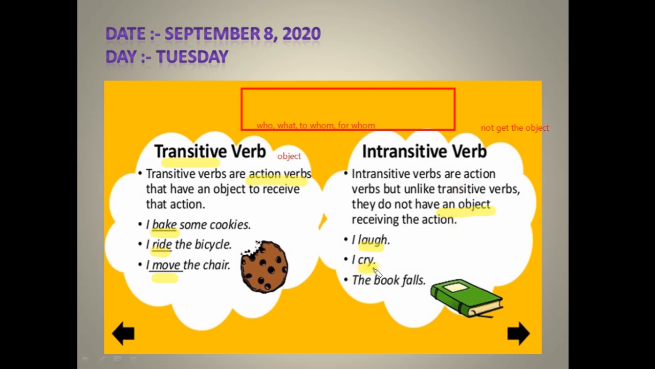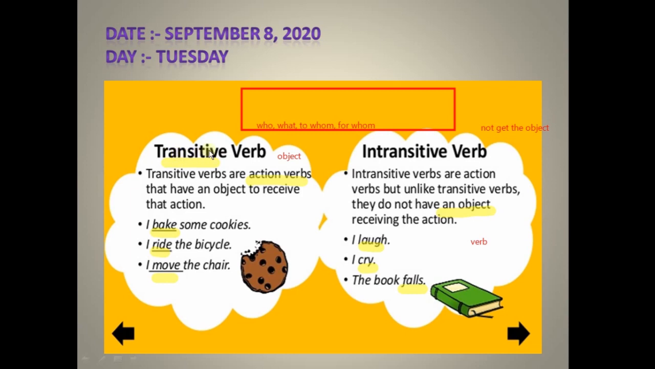So next one, I cry. Cry also we can do the action, but still we did not get the object. And the last one, the book falls. Simply the most important thing is you should know how to identify the verb. In those, first of all, you should know what the verb is. After getting the verb only, you can easily identify which one is transitive and which one is intransitive.